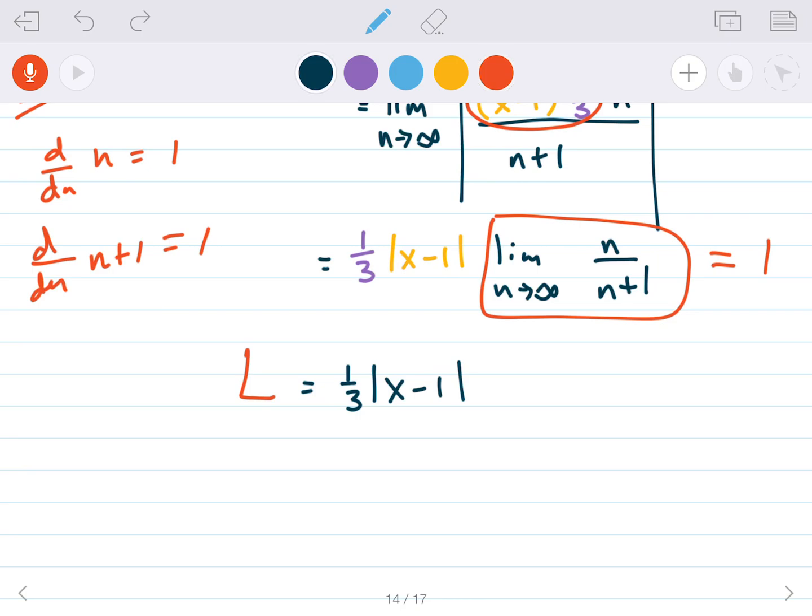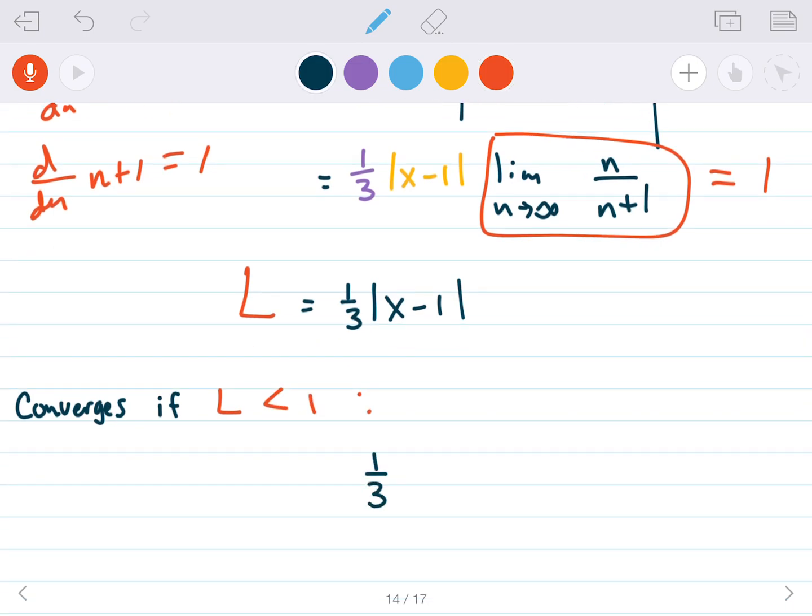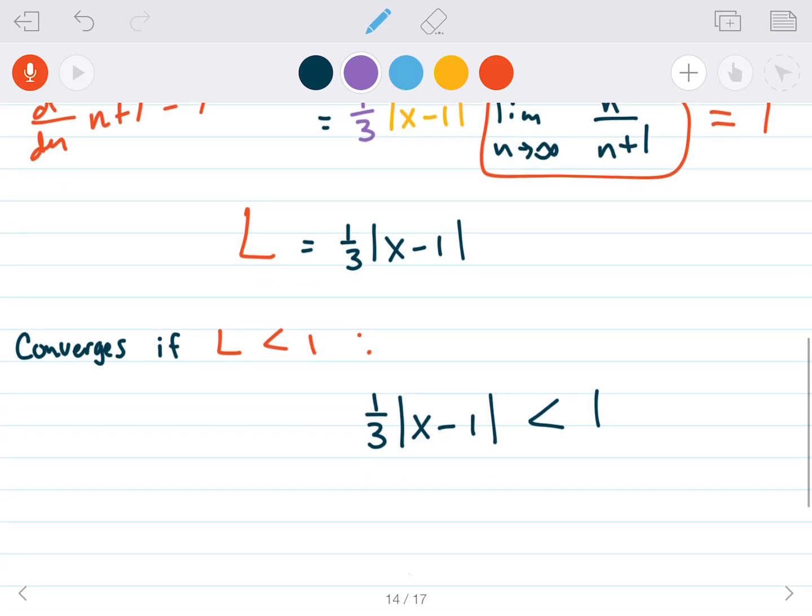So what we have is, and maybe I'll just write a note of this, the series converges if L is less than 1. We just found L. L was 1/3 the absolute value of x minus 1. We want to see which x values make this converge. So this is the inequality we set up. What we can do to both sides first is multiply by 3. And we simply get x minus 1, in absolute value, is less than 3.